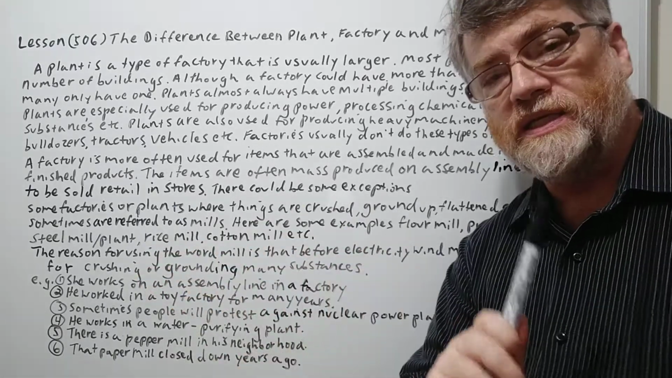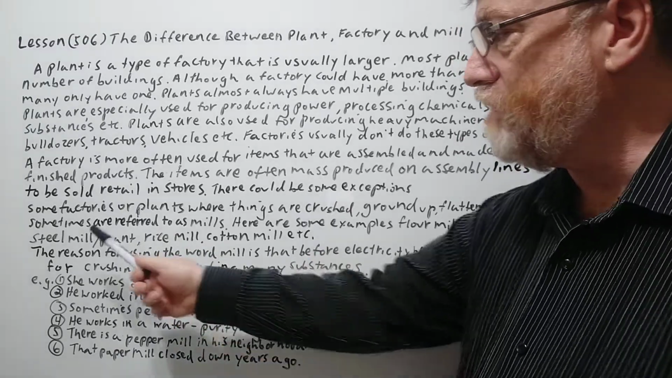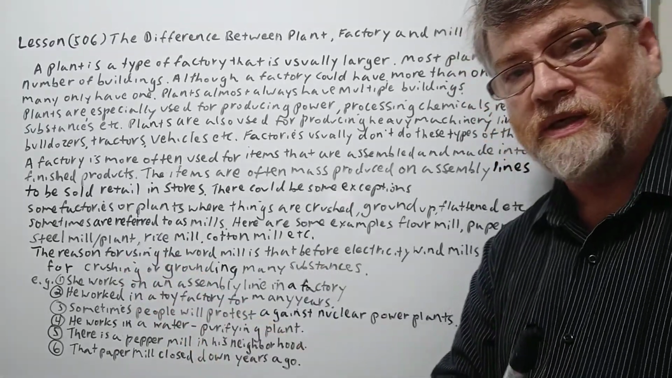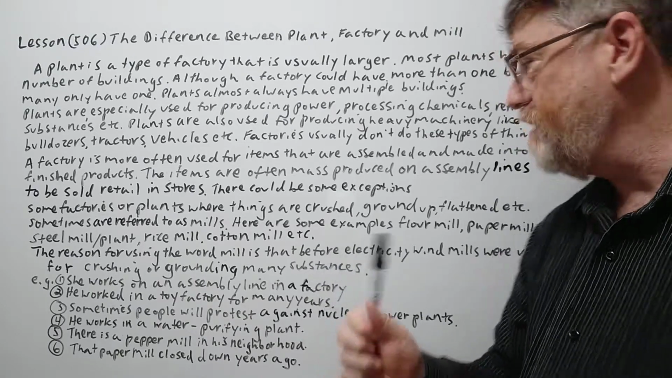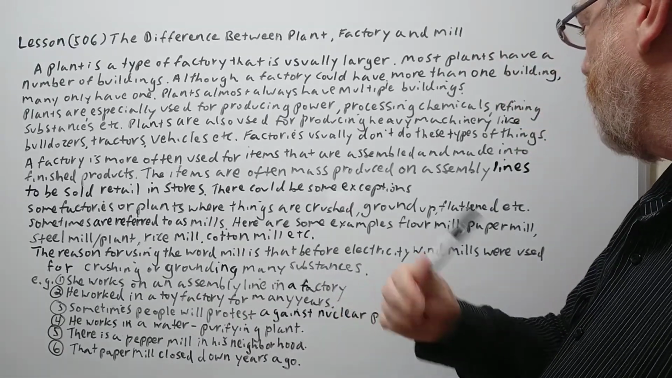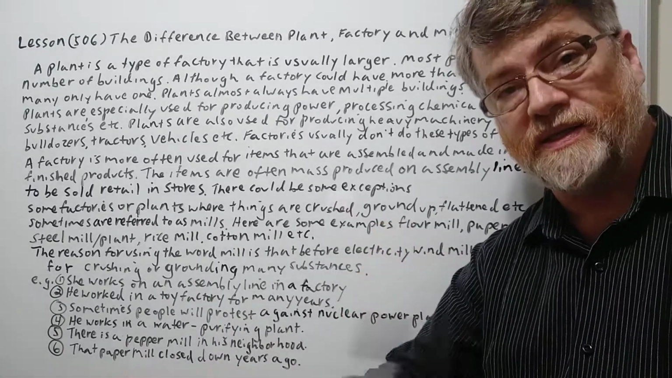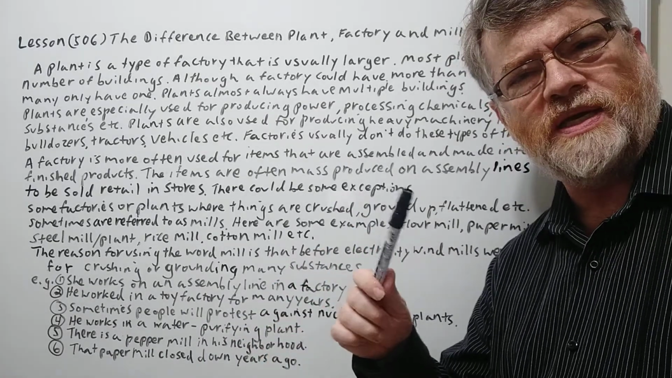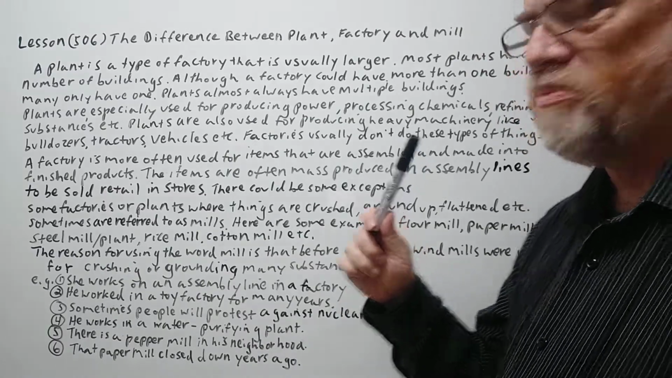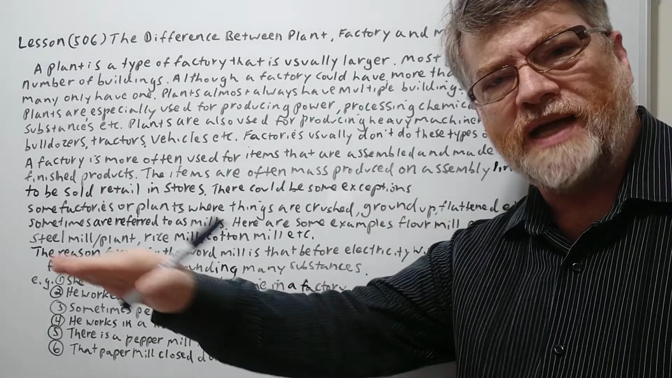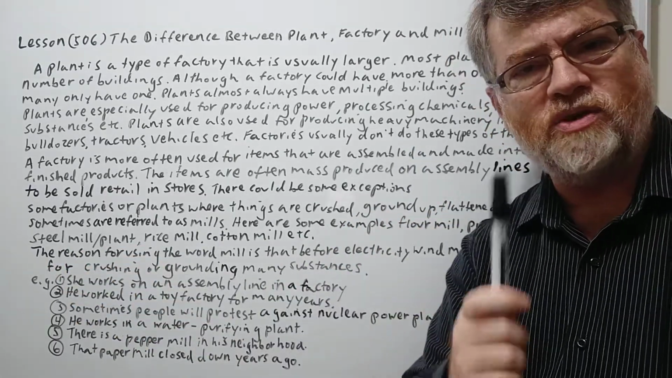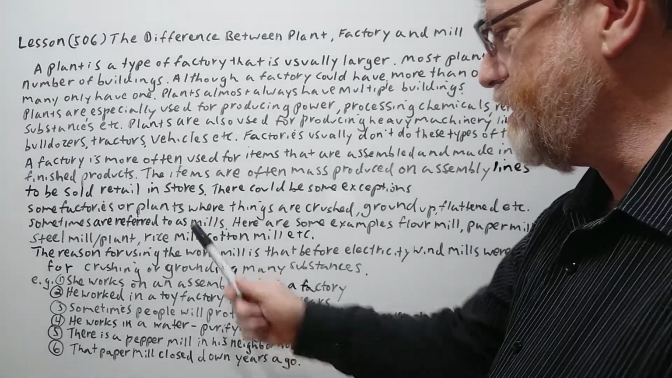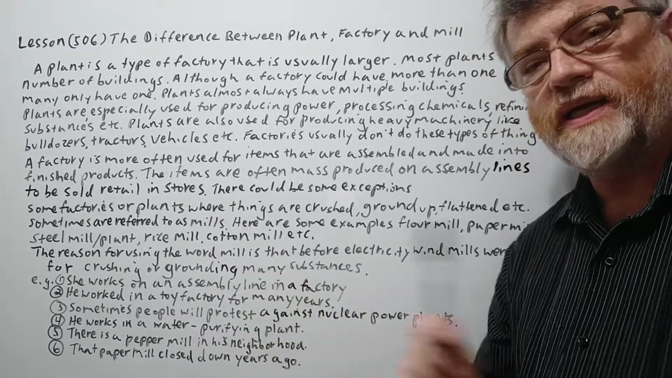Steel, now steel is an exception because you could hear both. You could hear steel mill or steel plant. Maybe the plant because, well, I guess a mill maybe because it's flattened. I think steel is more like process, which I would think would be more like a plant, but I think because it's flattened, maybe you could use either one here. Rice mill, cotton mill, etc.